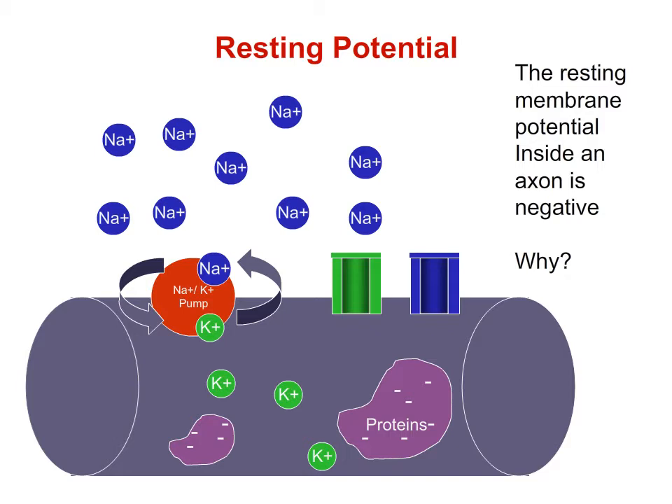But think about this. If I'm pushing 3 positives outside for every 2 positives that I'm putting inside, the inside will become relatively more negative than the outside, which is relatively more positive. And so this resting potential is maintained by the continuous pumping of the sodium-potassium pump. Now before we go on to the next slide, I want you to think about where these ions would like to go based on diffusion. Sodium is initially a lot more concentrated outside the axon, so it wants to come inside. And potassium is more concentrated inside the axon, so it would like to go outside. Just keep that in mind as we move on to the next slide.